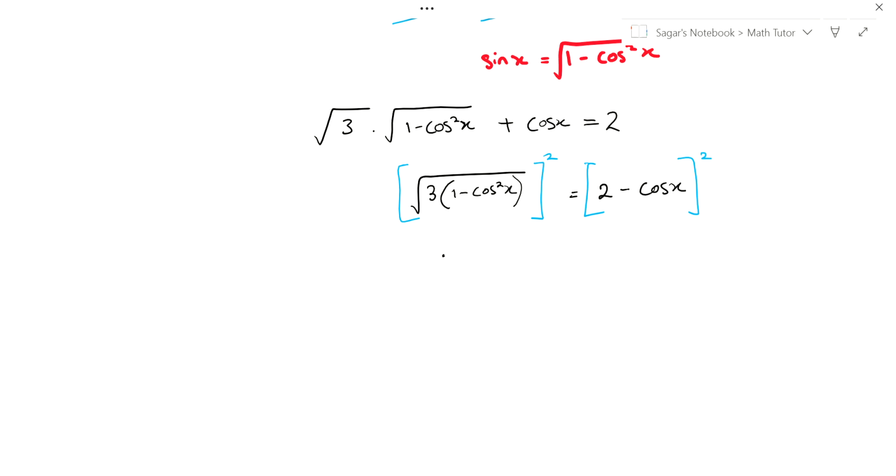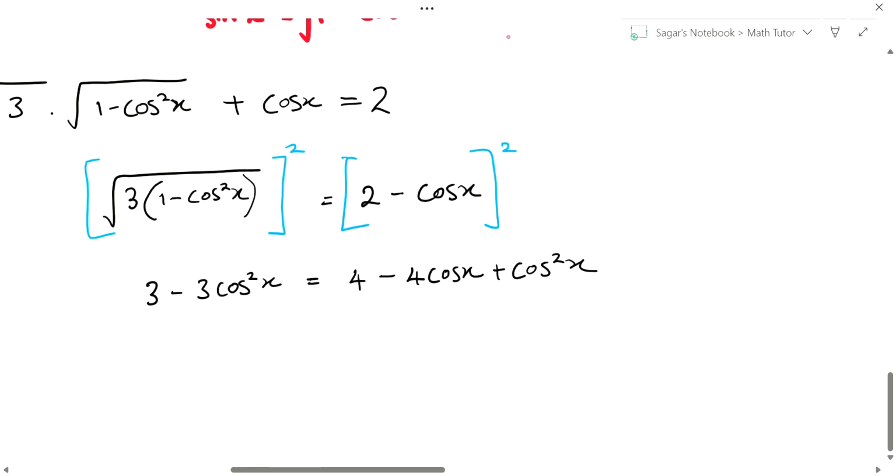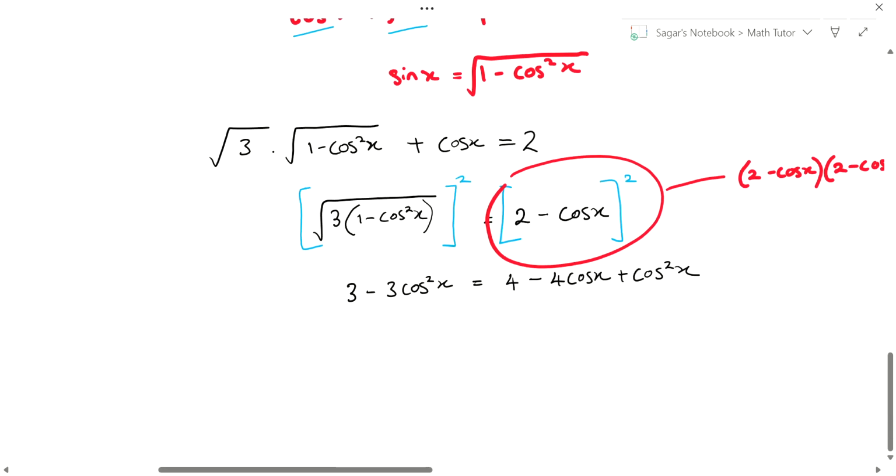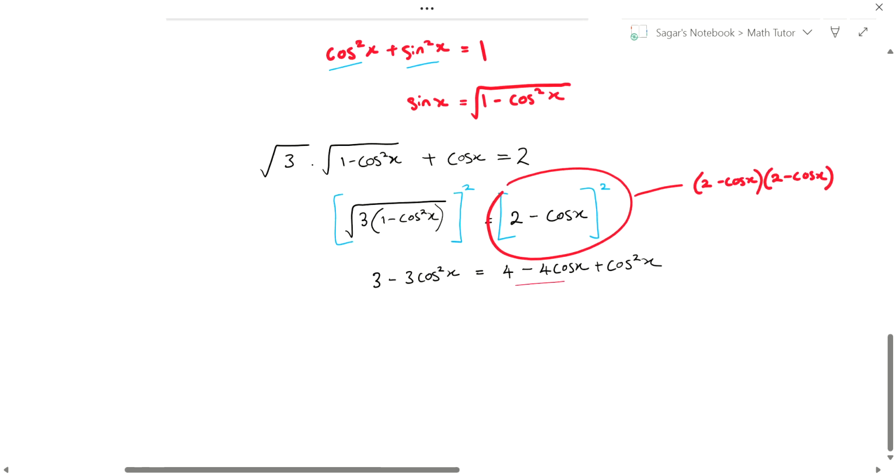On the left side we've got 3 minus 3 cos squared x, which is equal to 4 minus 4 cos x plus cos squared x. What I've done here was simply take 2 minus cos x multiplied by 2 minus cos x, right? And we multiply that out. I've done a simpler shortcut method in my head in order to obtain this.